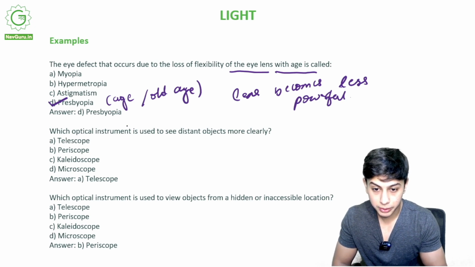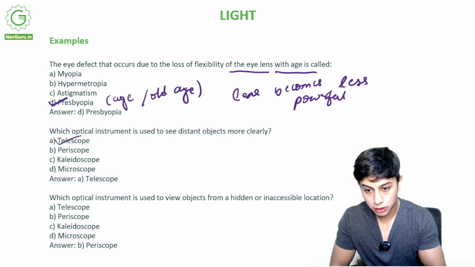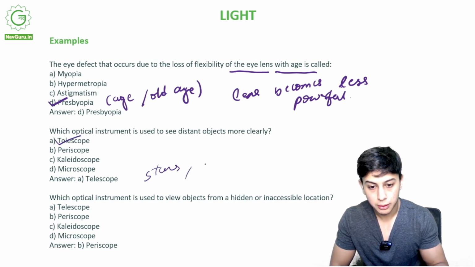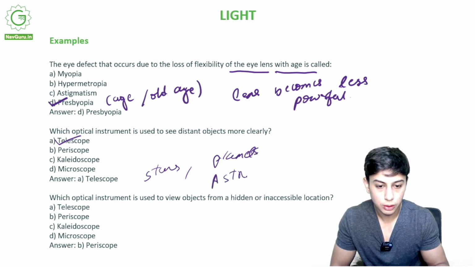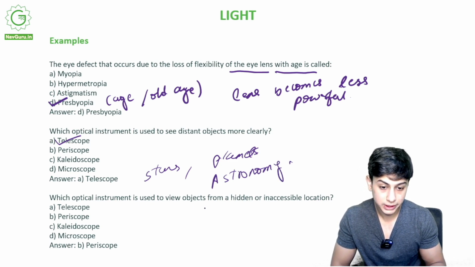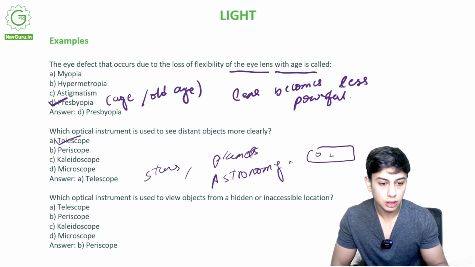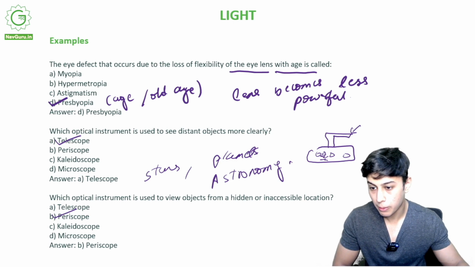Which optical instrument is used to see distant objects more clearly? Telescope. How do you see stars, planets? This is used in astronomy. Which optical instrument is used to view objects from a hidden or inaccessible location, like in a submarine? Alright, what is this for? To view while being inside. Okay, what is this? It is a periscope.